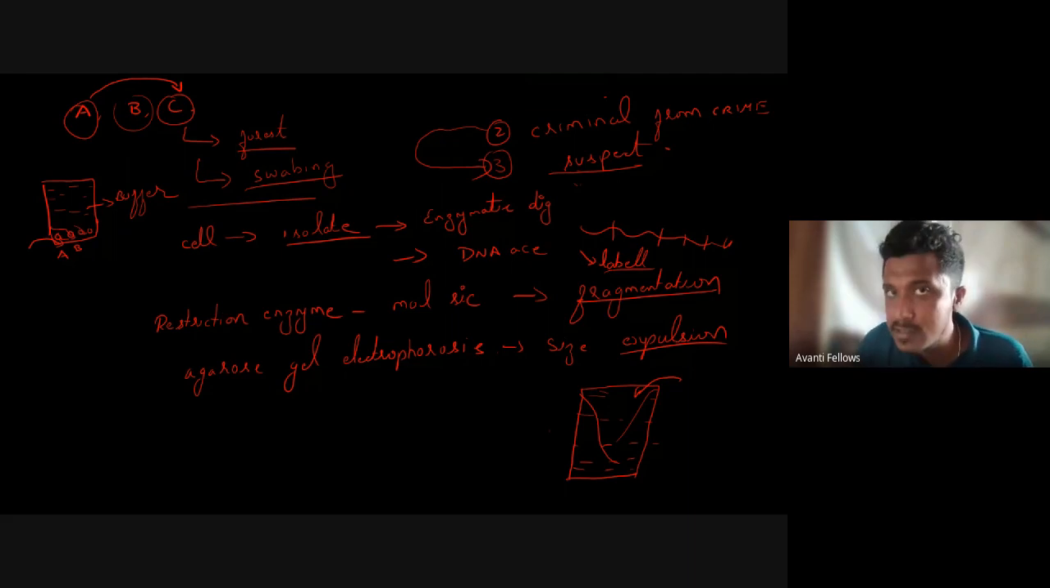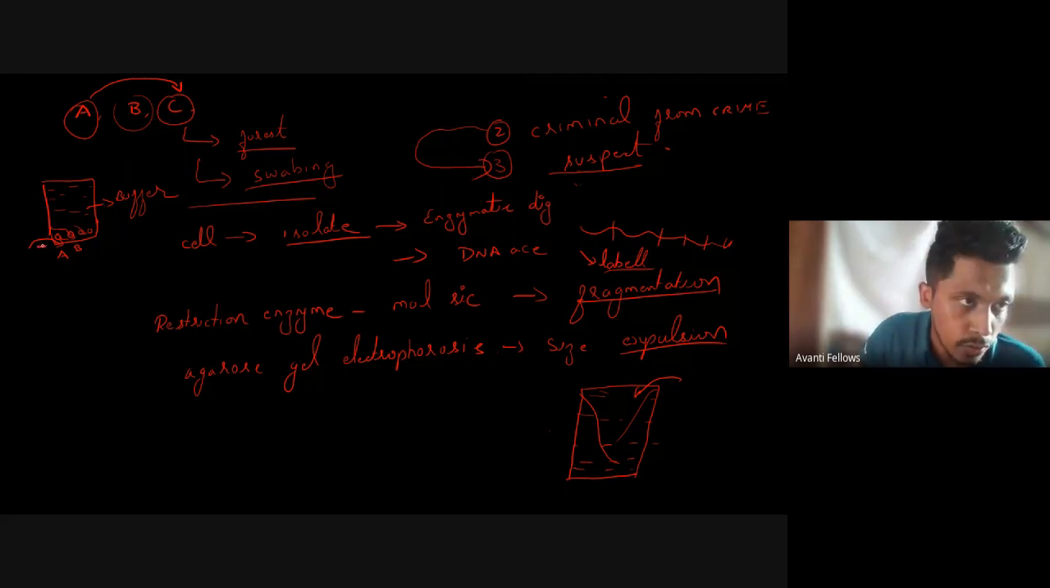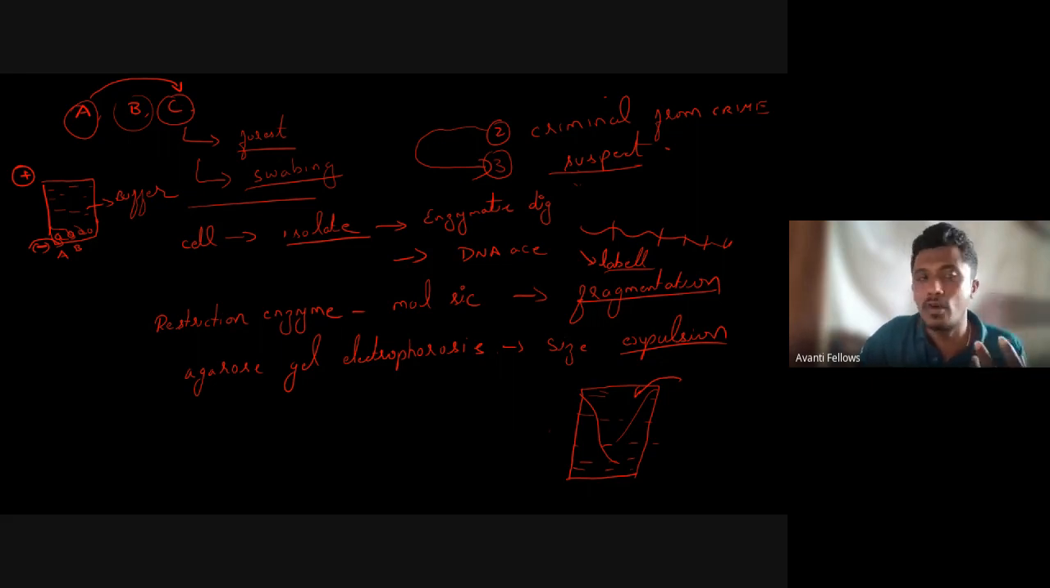Now, what charge is your DNA? Negative charge. So we add it to the negative terminal. Our well is at the negative terminal, and this is the positive terminal. If I pass a specific voltage, quite a high voltage, to my gel medium, then at a certain voltage my fragments will start migrating towards the positive end. Once they start migrating towards the positive end, they give me beautiful bands.